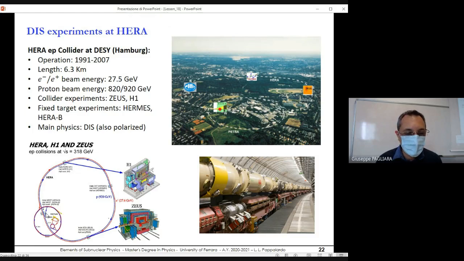Then there were also 2 other additional experiments, the HERA-B, located here, and the Hermes experiment located there, which were instead fixed target experiments. In particular, Hermes was using only the electron beam, and it was using a fixed target for the proton, and the opposite at HERA-B. HERA-B was only using the proton for fixed target experiments.